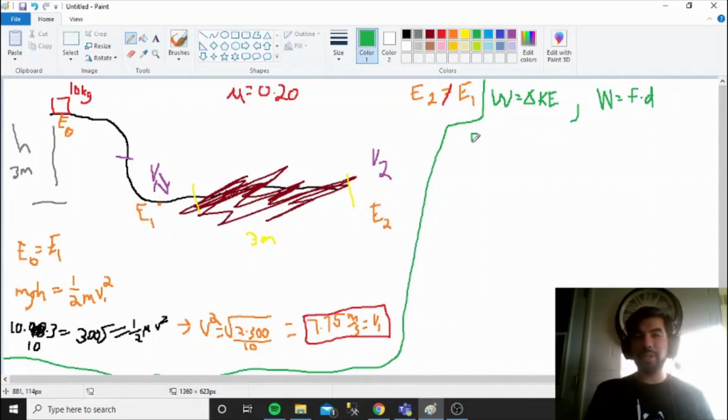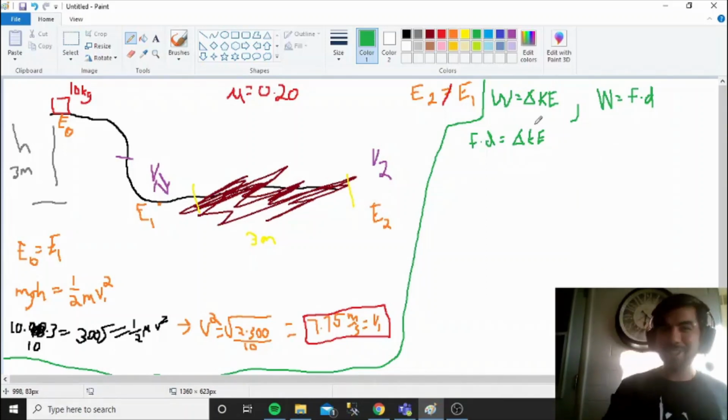So then we have this force times the distance equals the change in kinetic energy. Now you may be asking yourself, Mr. Martin, where's this force? Blah, blah, blah. I'm getting to that. Guys, you're always so impatient.